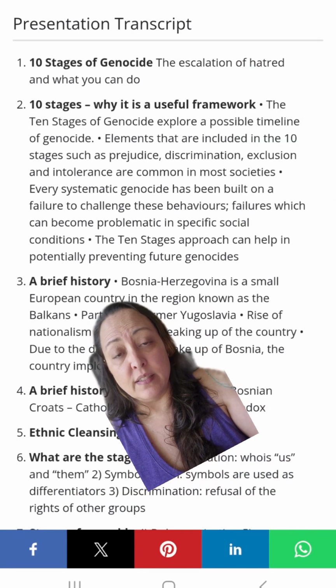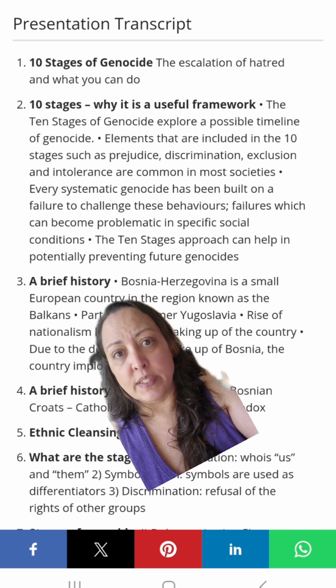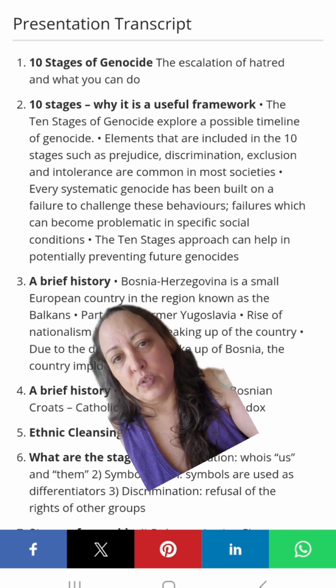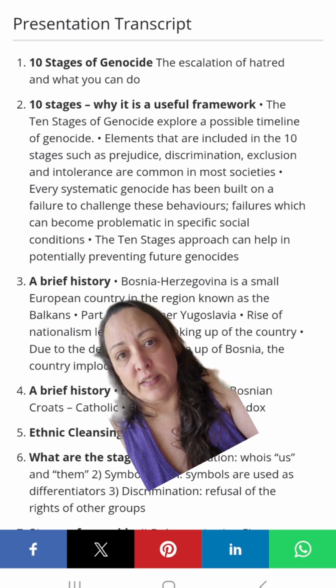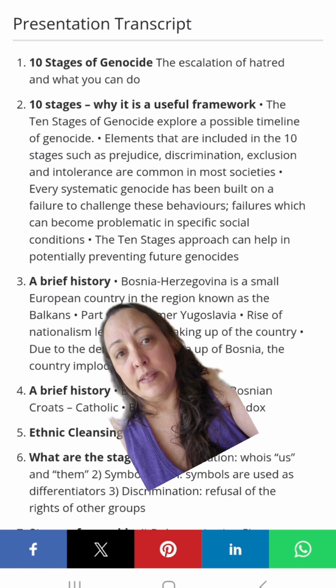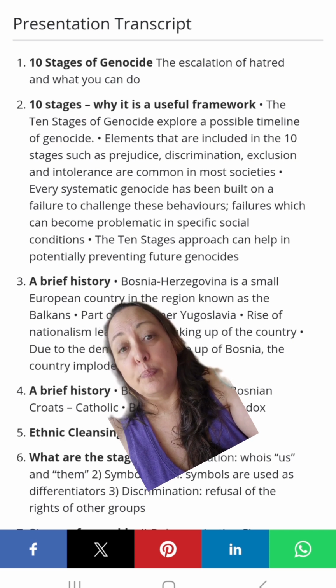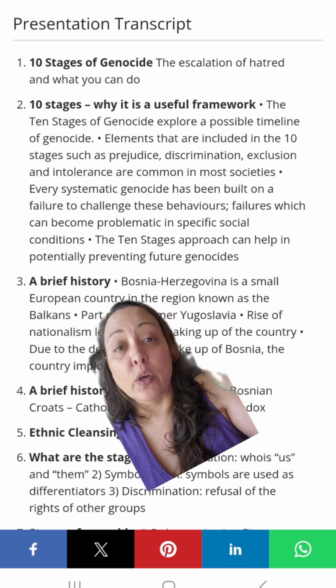And I'm going to end with this, which was a short thing I found when I was looking for the 10 stages of genocide. And it says why it's a useful framework. It's useful because it explores a possible timeline of genocide. Elements that are included in the stages are common in most societies. Every systemic genocide has been built on a failure to challenge these behaviors, failures which can become problematic in specific social conditions. The 10 stages approach can help in potentially preventing future genocide. And I think we are at a critical moment to end this before we reach step 9, because I do believe we are at step 8.